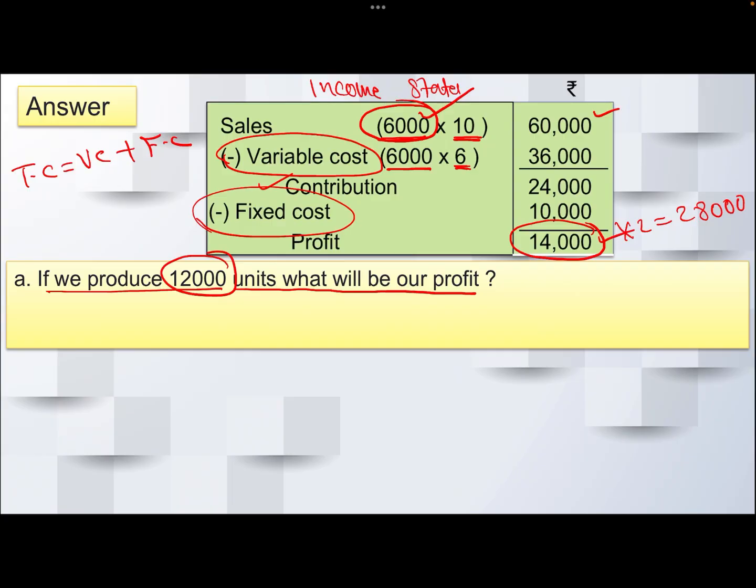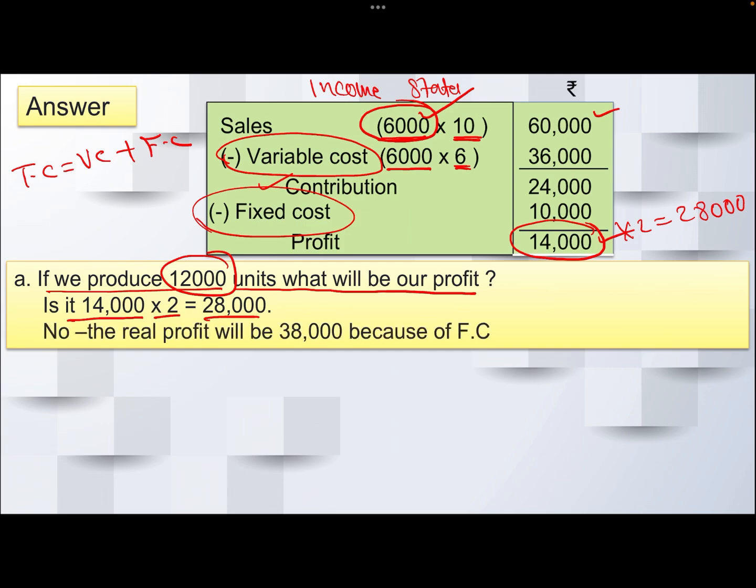But you have mistaken. That is the beauty of marginal costing. Is it 14,000 into 2, 28,000? No, the real profit is 38,000 because of fixed cost.